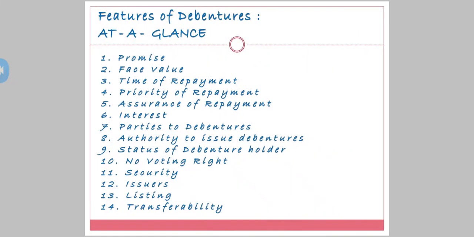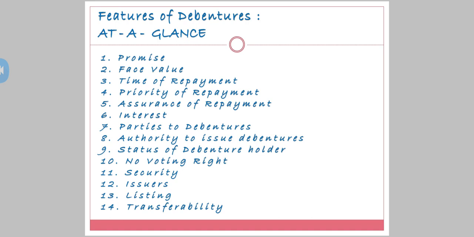So yes, there are 14 features which we have seen. Let's have a glance. It's a promise. Why it's a promise? Because the company issues debenture certificates and all the other important information is written. Second, you have got face value. The denominations are high, 100 or multiples of 100. Third, time of repayment: the due date, the maturity date, everything is written on the debenture certificate.